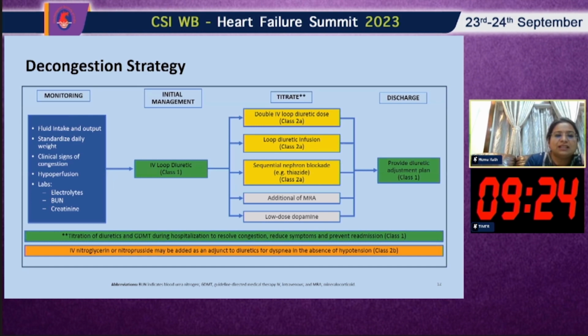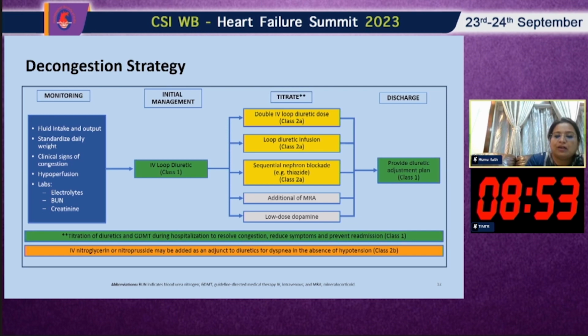So what is a decongestion strategy? To start with, monitoring the fluid intake and output, standardized daily weight monitoring, clinical signs of congestion as I've discussed, hypoperfusion, and the lab evidence of electrolytes, BUN, and creatinine to be monitored. The initial management with the loop diuretics, which is a class 1 indication, titrated double IV loop diuretic with the response, which is class 2A, loop diuretic infusion, again a class 2A indication, and a sequential nephron blockade with the additional add-on is class 2A in the initial management.